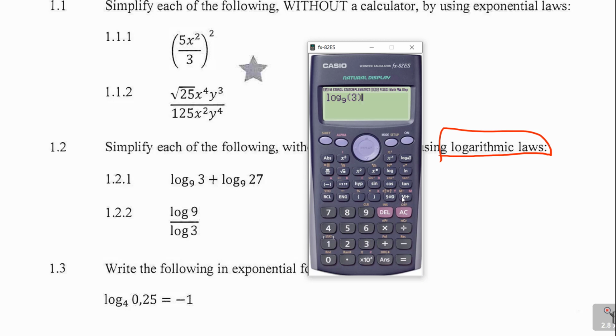That's the error I made. When they say don't touch the calculator, that's when I touch the calculator. So log 9 and then 27. I get the answer, it's 2. Then after that, I work towards 2.